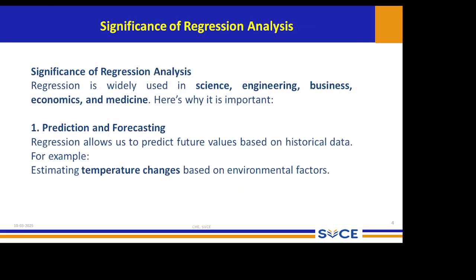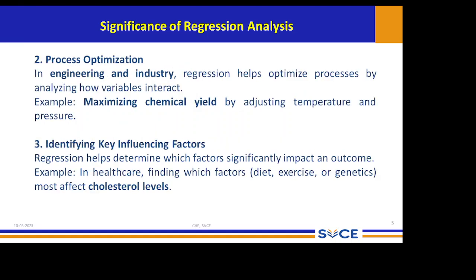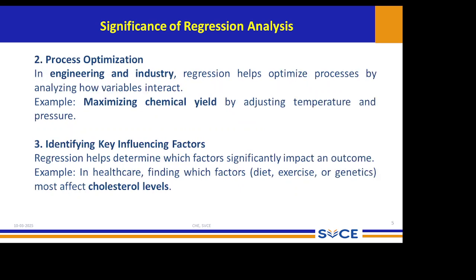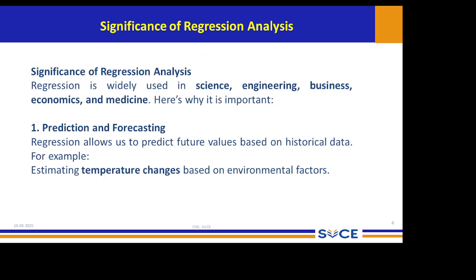So what is the significance of regression analysis? I will give you 5 important significances: prediction and forecasting, process optimization, identifying the key influencing factors, decision making and policy formulation, and understanding the relationship between the variables. I have given these 5 important points from a general perspective, not from a chemical engineering perspective. We will see them one by one. Regression is widely used in science, engineering, business and even economics and medicine.